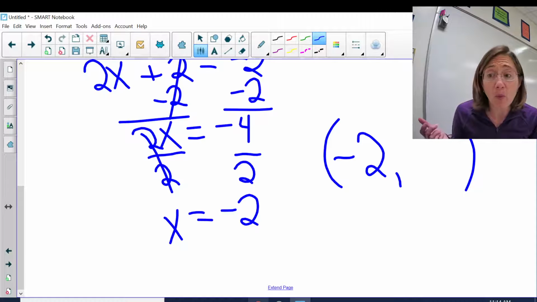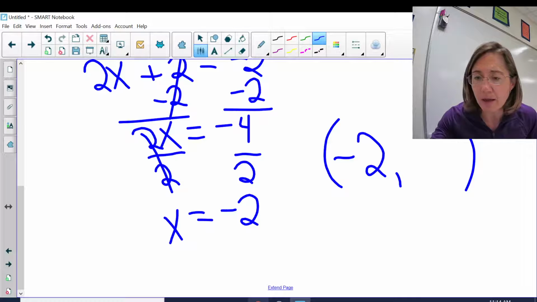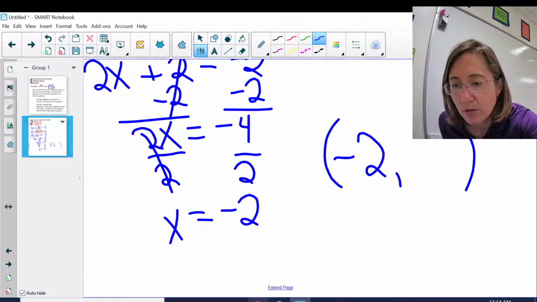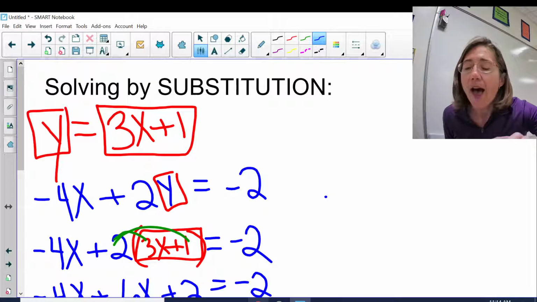So I need to figure out what the y value is. Okay, so x is -2, so we're going to keep that in mind. Let me scroll up a little bit so I can see my original system. Maybe I can scroll. There we go.